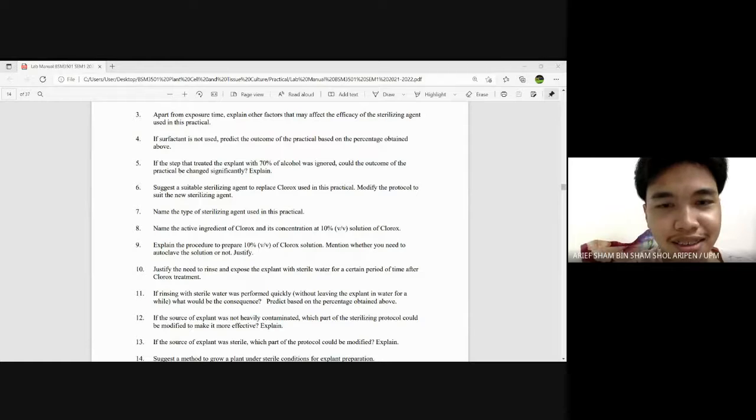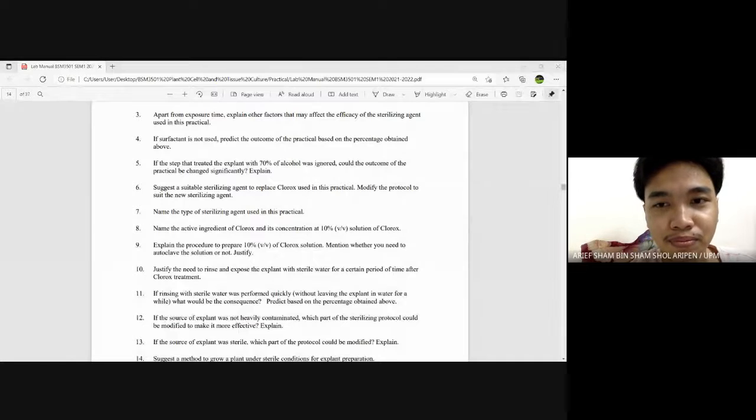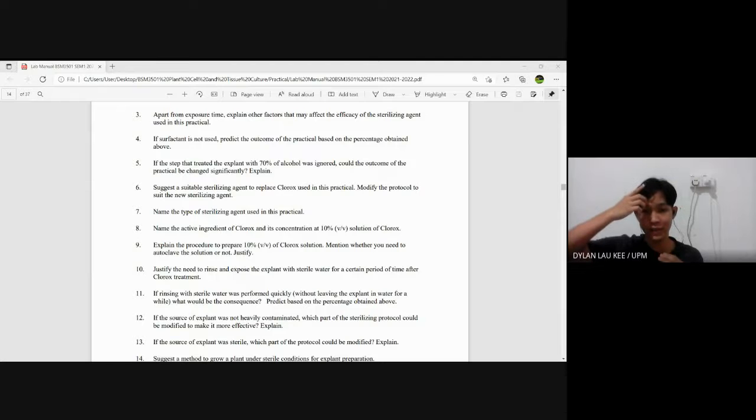I think I can try to answer the question. Okay. So based on the experiment, we can see that all of these experiments needed to be sterile at all conditions. So in my opinion, I think the need to use sterile water is to wash away the sterilizing agent and to keep the explant from being contaminated. Oh, okay. So basically it is to prevent the contamination, the reintroduction of bacteria.